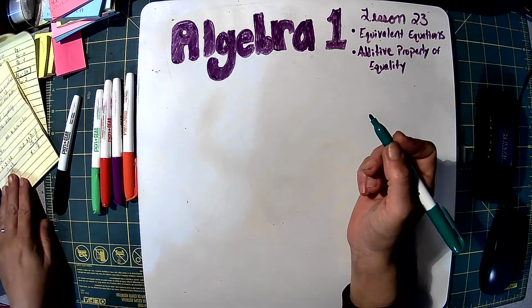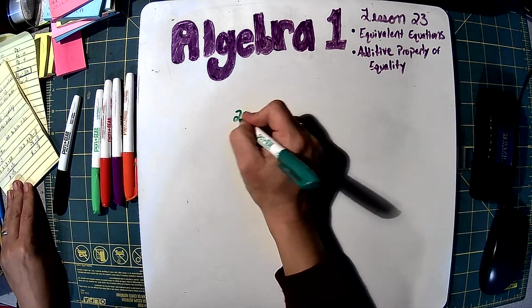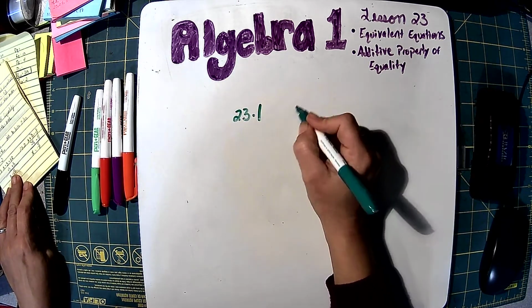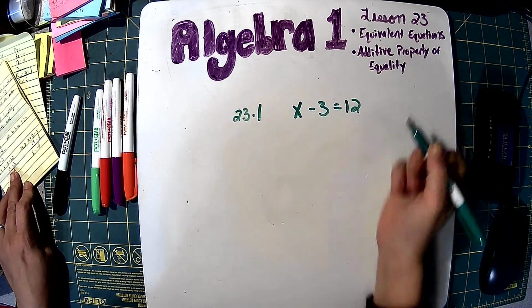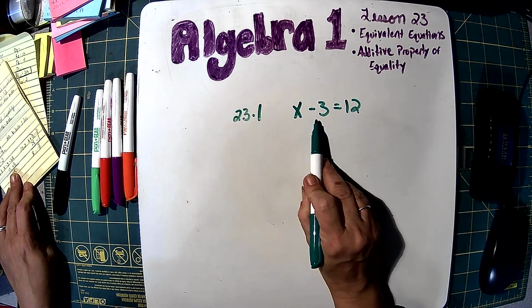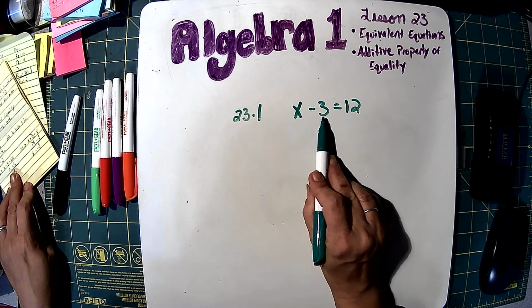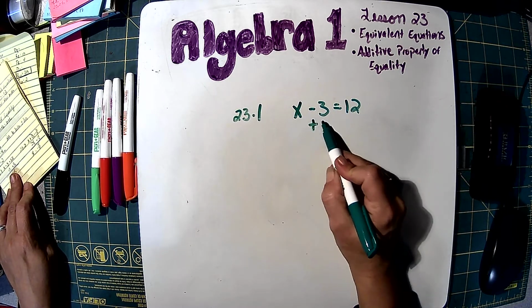Let's do a couple of examples. So 23.1 says x minus 3 equals 12. So we're going to take our minus 3, we're trying to get x by itself, and we're going to do the opposite of that. So minus 3, that would be plus 3.